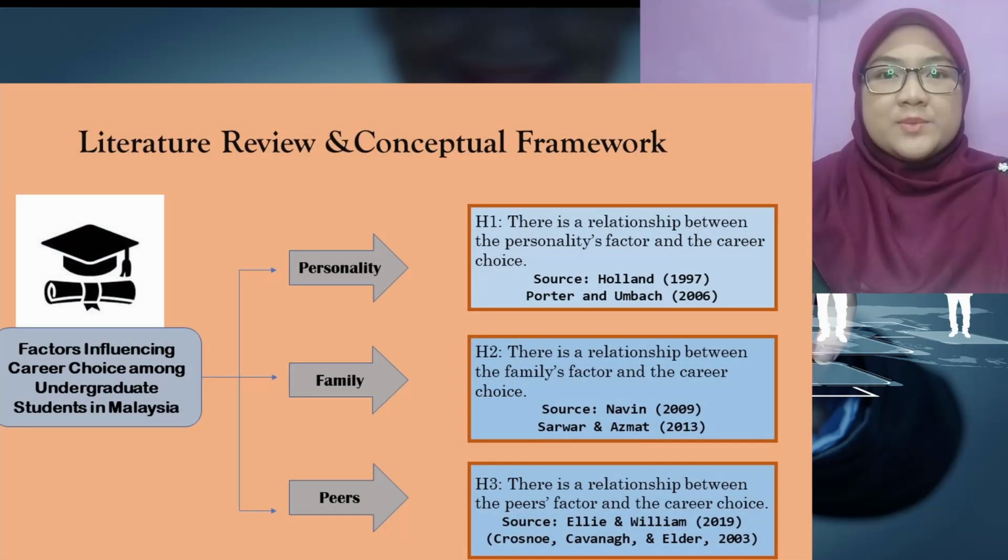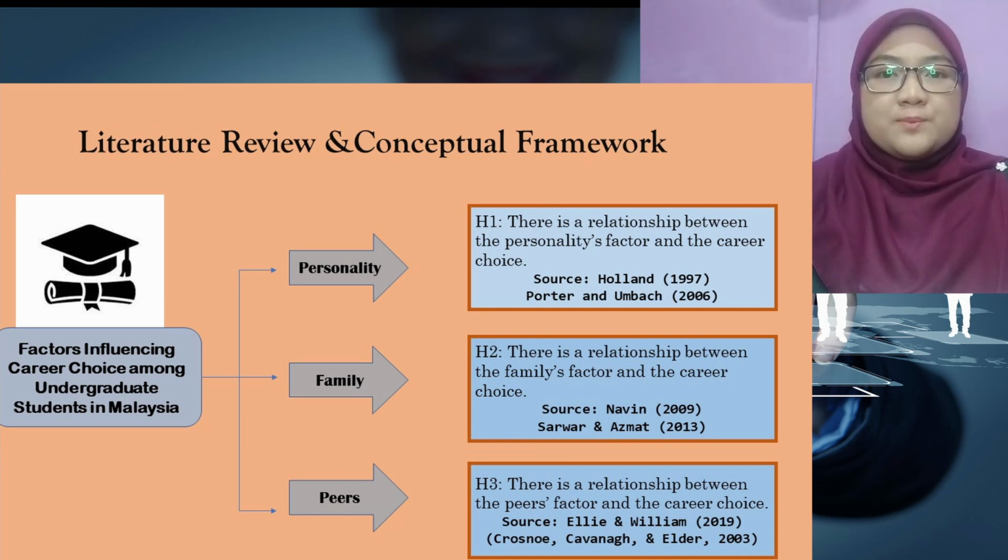So our dependent variable for this study is the factors influencing career choice among undergraduate students in Malaysia, and the independent variables are personality, family, and peers. The first independent variable is the personality factor influencing career choice among undergraduate students in Malaysia. According to Holland, his theory states that a career will be chosen based on an individual's personality and preference. His theory came out with several personality traits which are realistic, investigative, artistic, social, enterprising, and conventional.